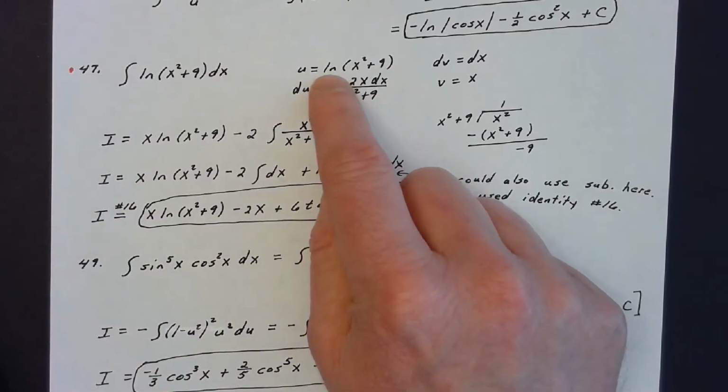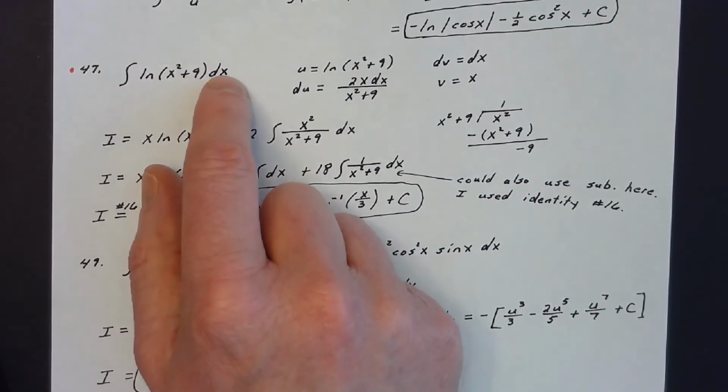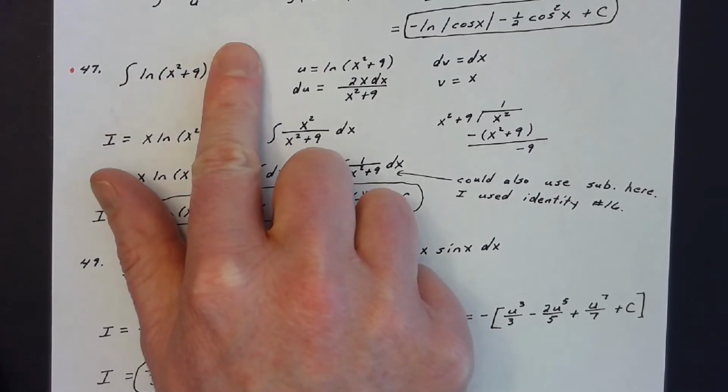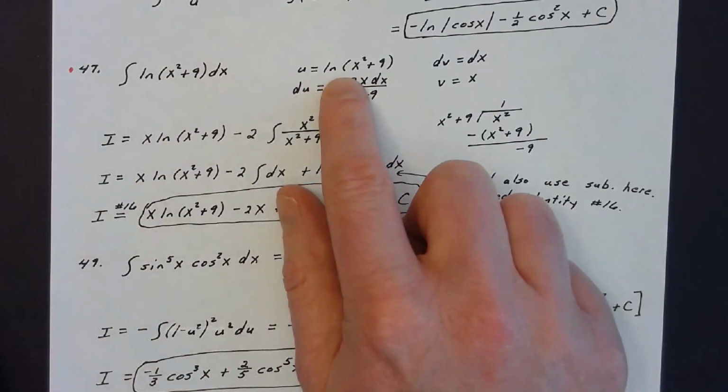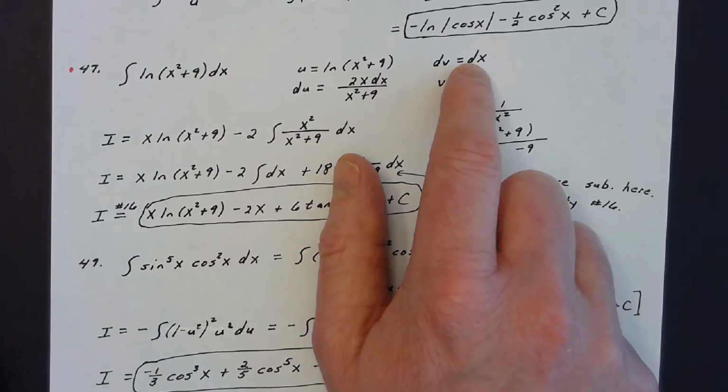So the only part of it was the natural log, and then the only other existing part was the dx. So that's the only way to break it apart. You can't take the natural log without putting the argument in it, so u has to be the natural log of x squared plus 9. dv has to be dx.